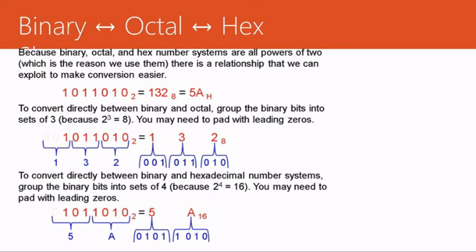And to convert directly between binary and hexadecimal, group the binary bits into sets of 4. You may need to pad with leading zeros. As for our example, we have 0, 1, 0, 1, 1, 0, 1, 0.